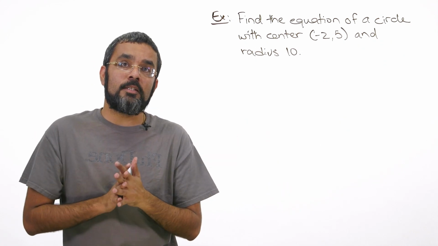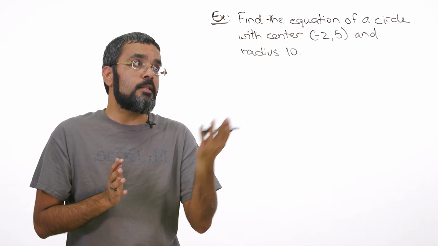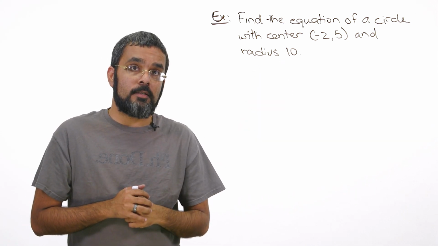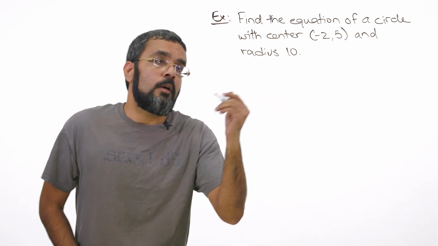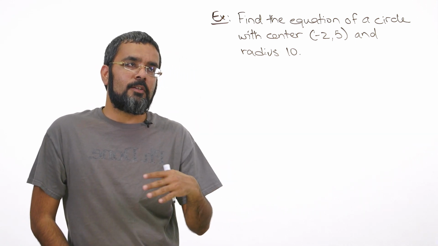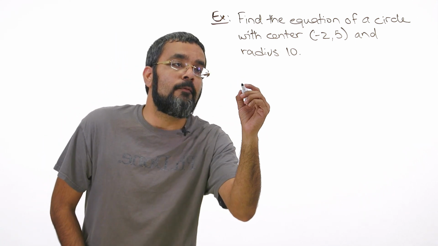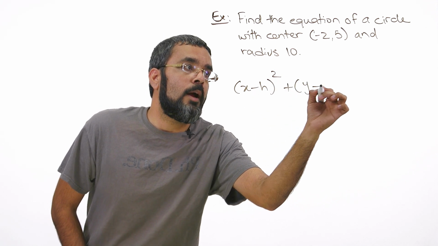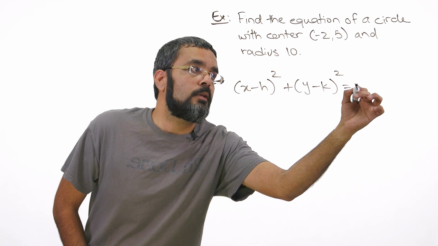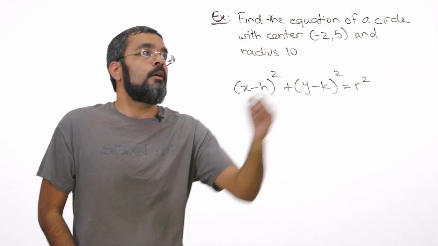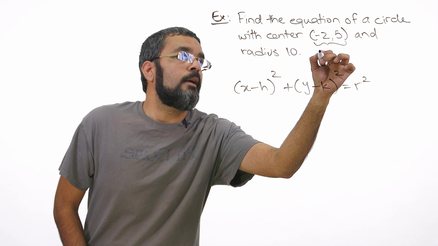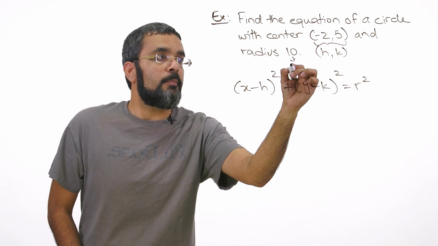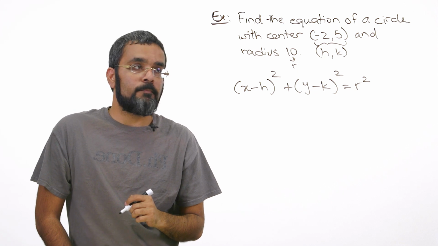So we just learned what the standard form equation of a circle was. Let's go ahead and see if we can find the equation of a circle with center at (-2, 5) and radius 10. Typically when I solve problems like these, I like to write down the equation first. So I have (x - h)^2 + (y - k)^2 = r^2. This here is my HK, and this 10 here represents my r, or my radius.